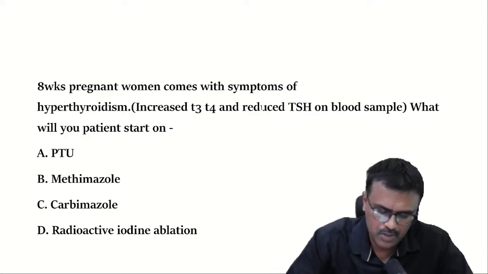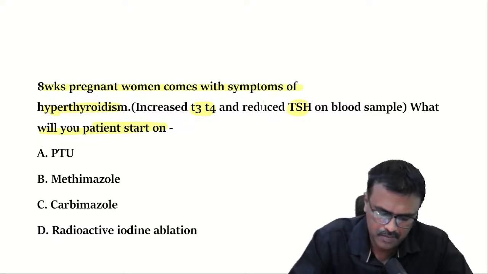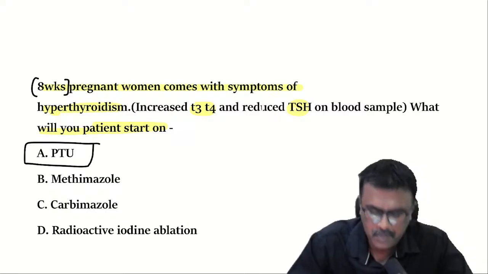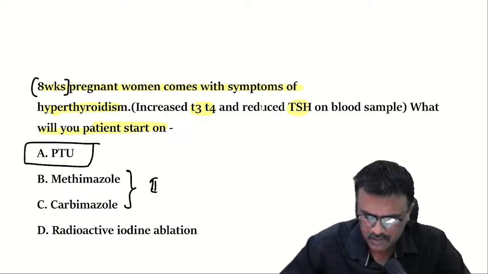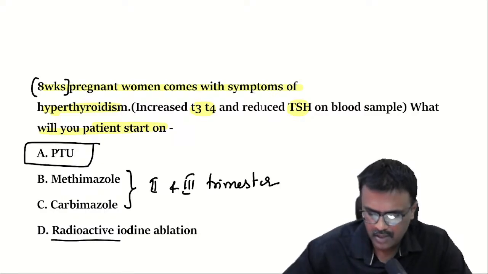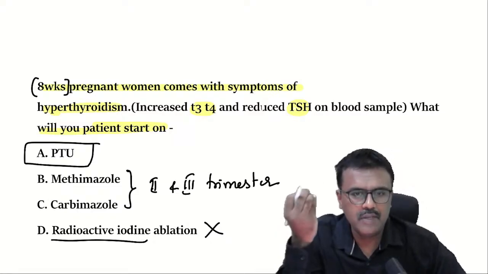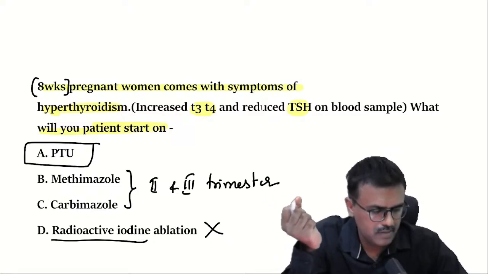Now coming to the next question. An 8 weeks pregnant woman comes with symptoms of hyperthyroidism, T3, T4 increased, TSH reduced. What will you give the patient? 8 weeks means first trimester. So what I prefer is propylthiouracil. Carbimazole, methimazole are drugs of choice for the second and third trimester. Radioactive iodine, I don't give in pregnant women because it's a radioactive material which can cause damage to the fetus.